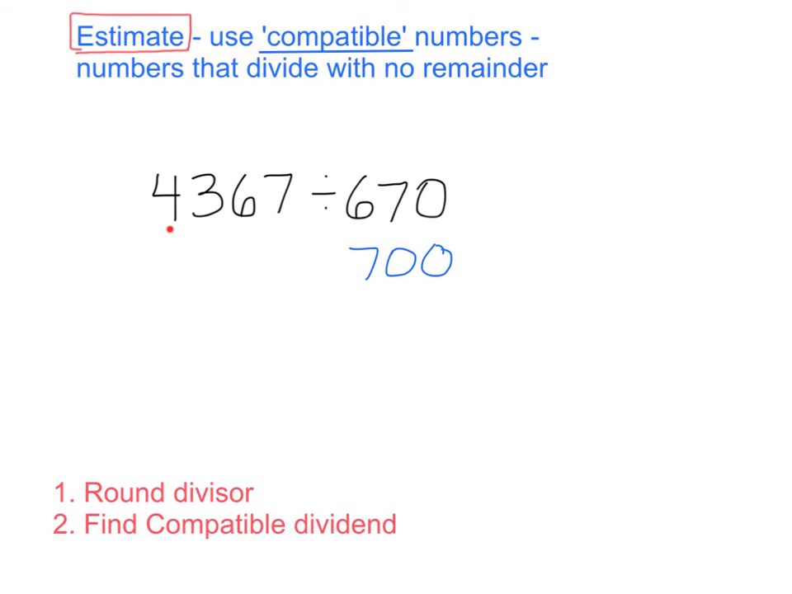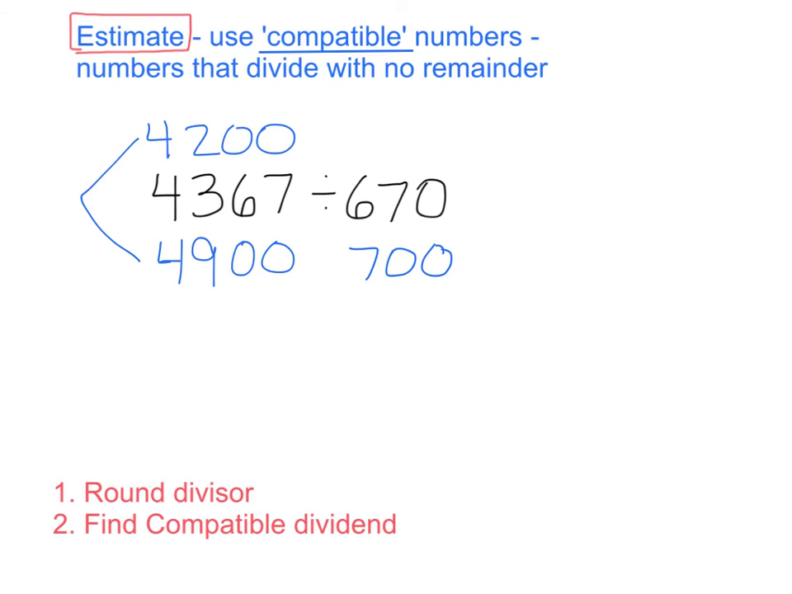And so I'm going to look at my 7. Doesn't go into 4, if you remember from a while back. It goes into 43 though. But how many times? Well, 7 times 600 would give me 4,200, and 7 times 700 would give me 4,900. So these two numbers are both compatible with 700.